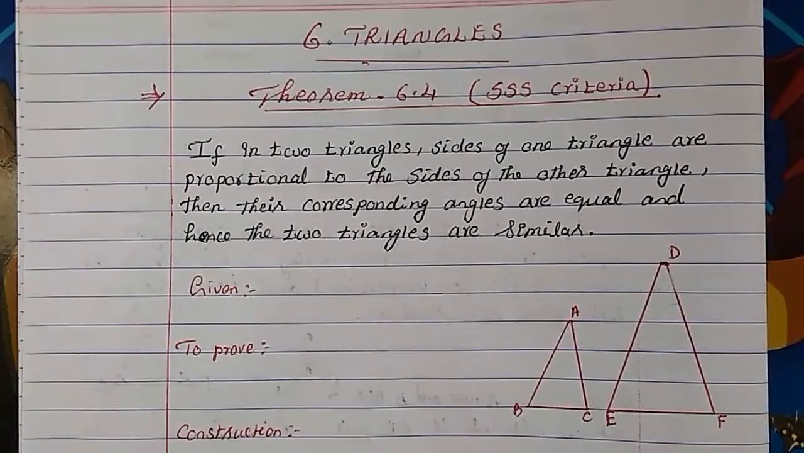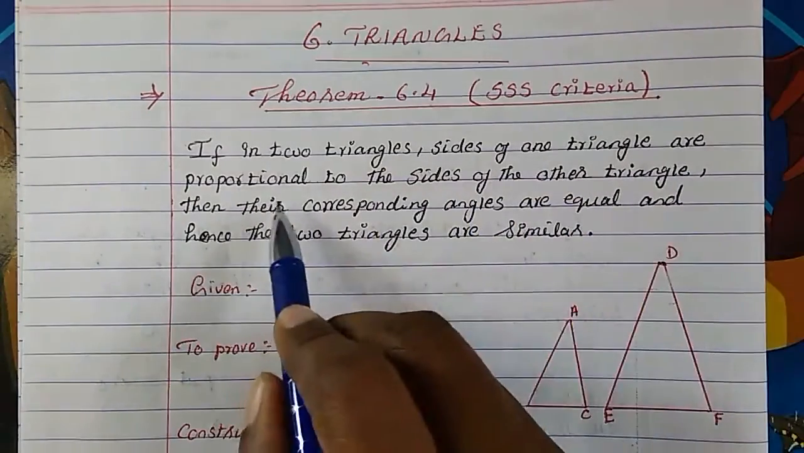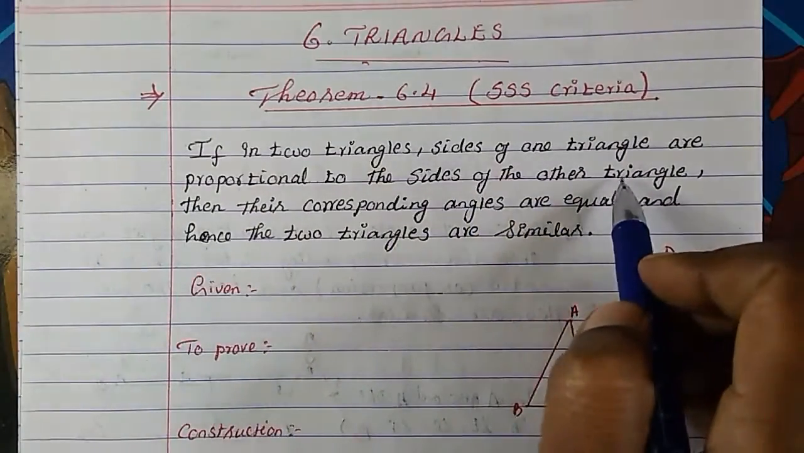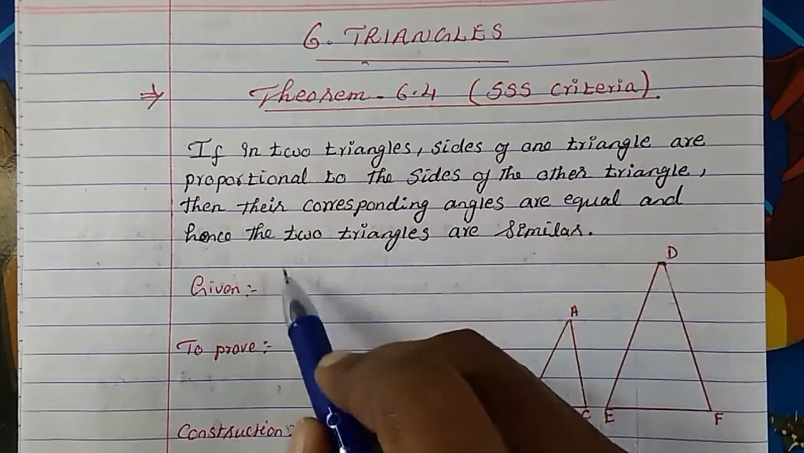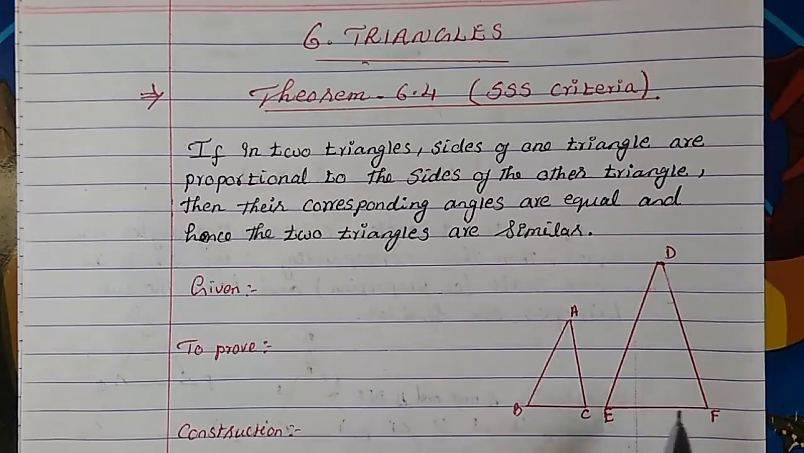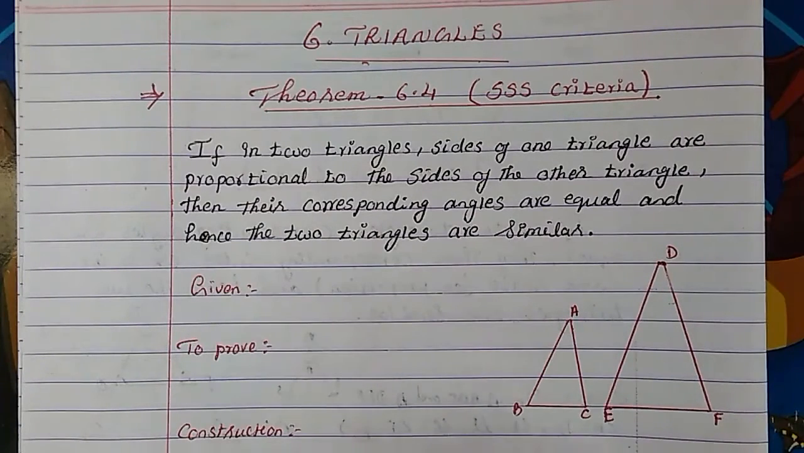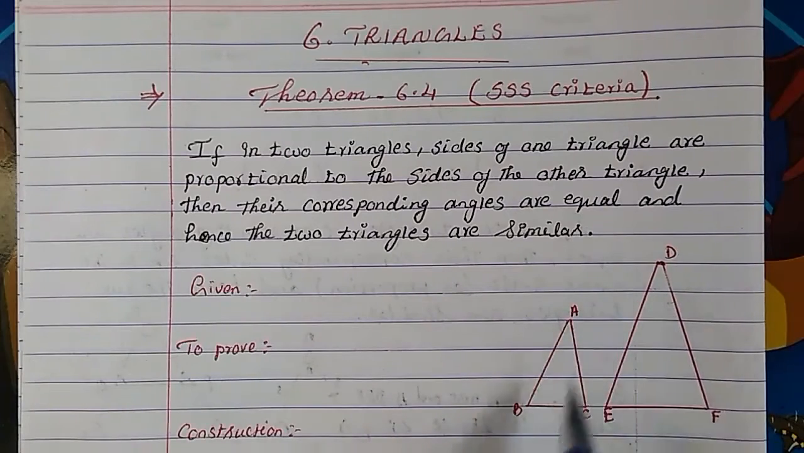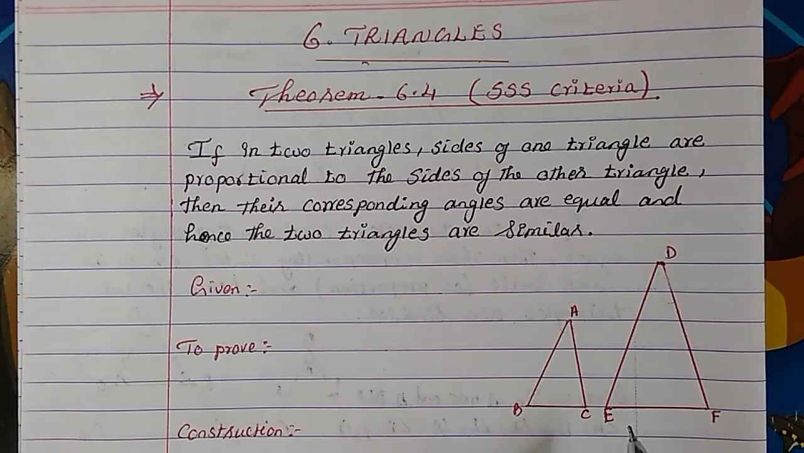Today we are going to see chapter 6 triangles, theorem 6.4, side criteria. If in two triangles, sides of one triangle are proportional to the sides of the other triangle, then their corresponding angles are equal and hence the two triangles are similar. So we have to prove that these two triangles are similar. Similarity condition, for two triangles to be similar, means all the angles should be equal and all the corresponding sides' ratios should be equal.